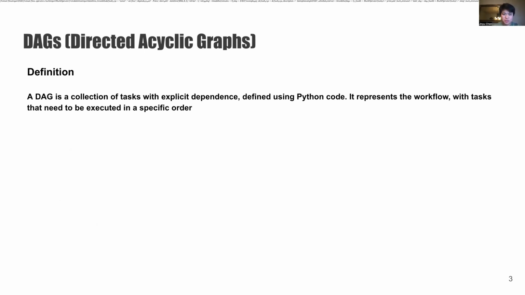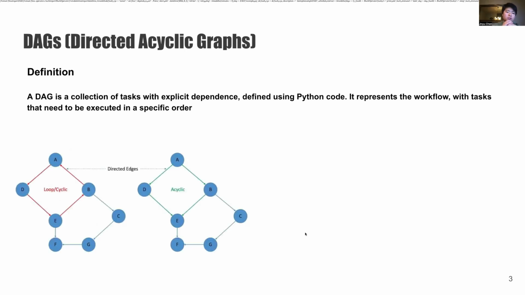So what is really a DAG, right? If you see this graph, the first one, you are in a loop, right? Because A has a downstream of D, D has a downstream of E, E has a downstream of B, and unfortunately B has a downstream of A, so there is a loop. So this is not a DAG, okay?